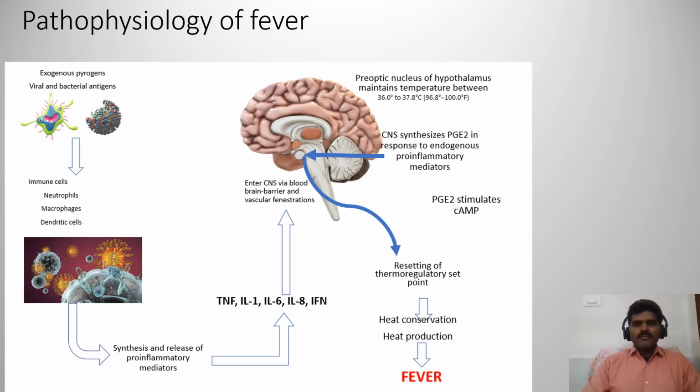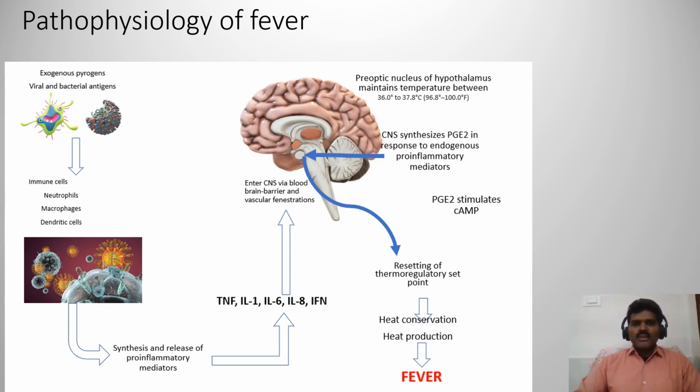The thermoregulatory set point is the one which manages the body temperature. When the thermoregulatory set point is set to a higher level, more than 100 degrees Fahrenheit, the body temperature conserving mechanisms and heat producing mechanisms will get activated. That results in increased body temperature, which we call as fever. Fever is maintained as long as endogenous pyrogens and PGE2 are high in the blood circulation. Cyclooxygenase inhibitors like paracetamol decrease fever by reducing the synthesis of prostaglandins.